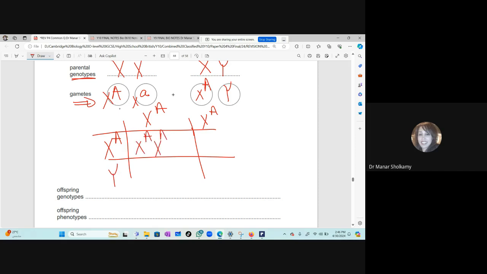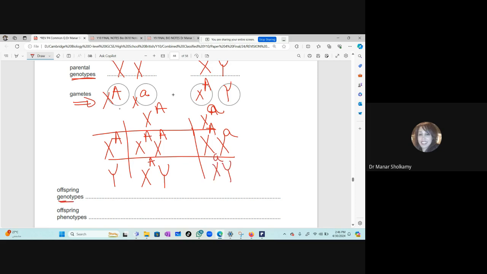This girl is homozygous dominant. She's healthy. This girl is also, no, she's heterozygous. It's a small a. So this girl is a carrier. This is a healthy boy. And this is a sick boy.